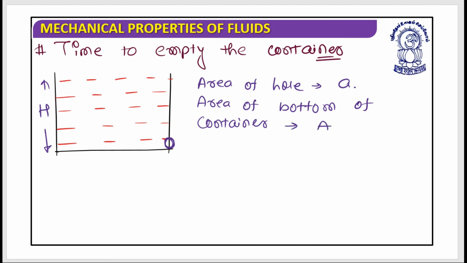Now you need to find out what amount of time it will take to completely empty this tank. If you understand the situation, we have made a hole over here, and as soon as water is leaving this tank, this h will decrease, and the speed will decrease, because v is equal to root of 2gh, and in this situation h is the height, which is decreasing.